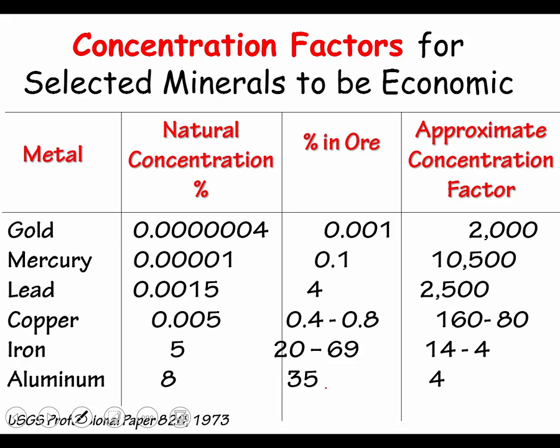Now, one of the things to think about is how does an element become an ore? Okay. Well, of course, first of all, they have to be present in a mineral. And so let's just take some metallic minerals, gold, mercury, lead, copper, iron, and aluminum, and think about where they occur.